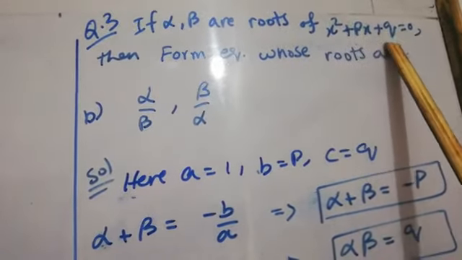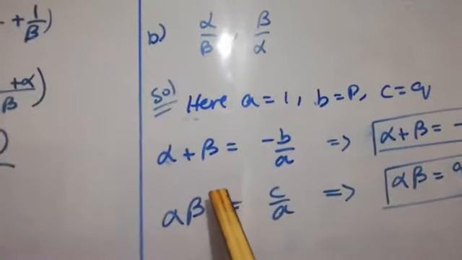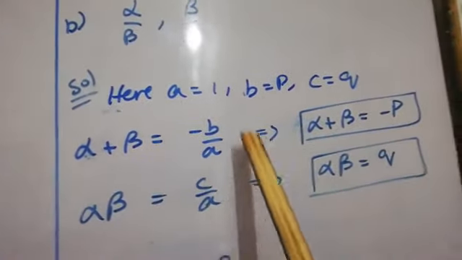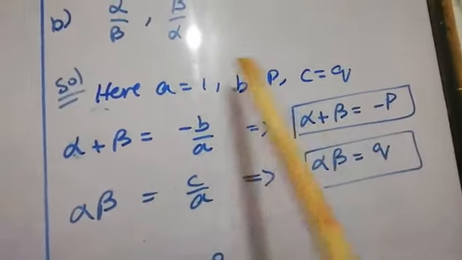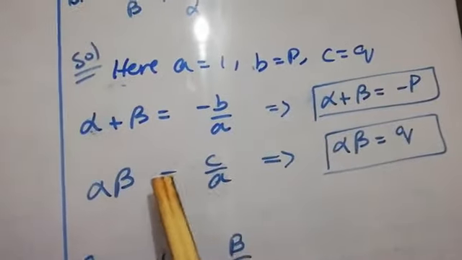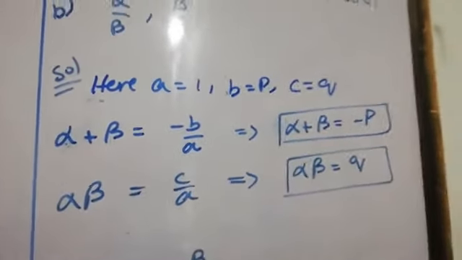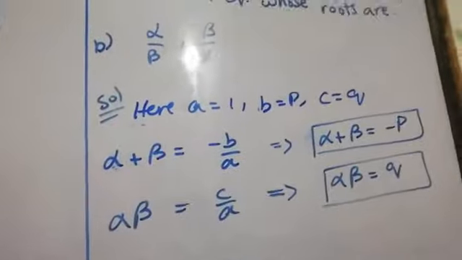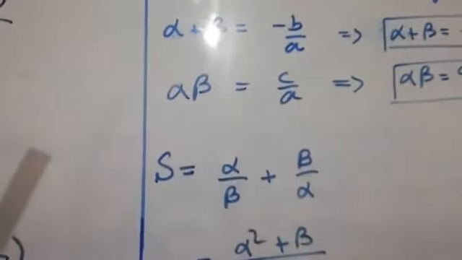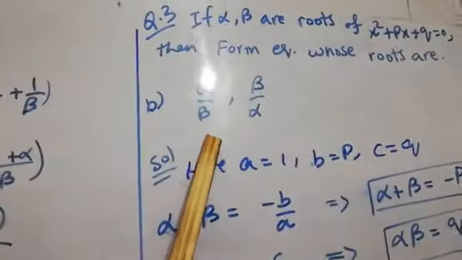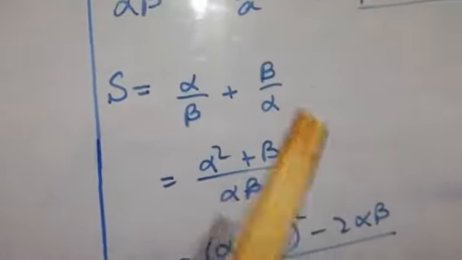From here we will get the value of a as 1, value of b as p, value of c as q, and then we will put alpha plus beta equals minus b by a, meaning minus p by 1, which is equal to minus p. Alpha beta equals c by a, meaning q by 1, which is equal to q. So now we will find the sum of these given roots.